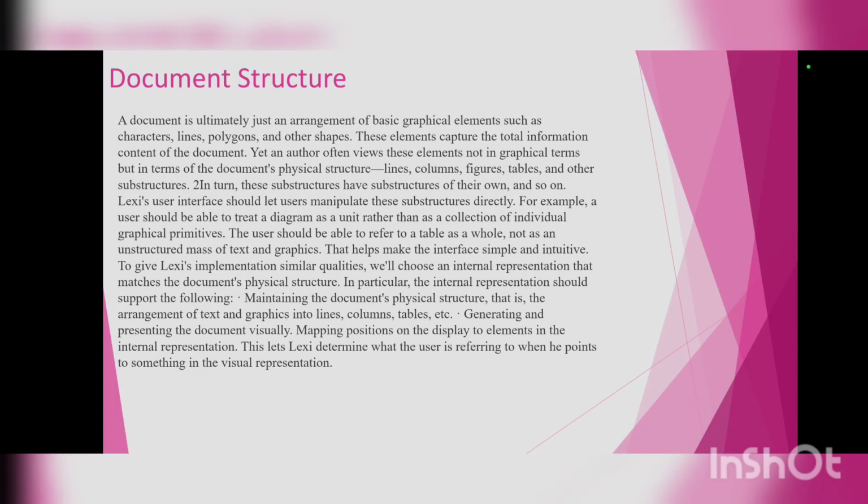In particular, the internal representation should maintain the document's physical structure, that is, the arrangement of text and graphics into lines and columns, tables, etc., and support presenting the document visually, mapping positions on the display to elements in the internal representation. This lets Lexi determine what the user is referring to when he points to something in the visual representation.